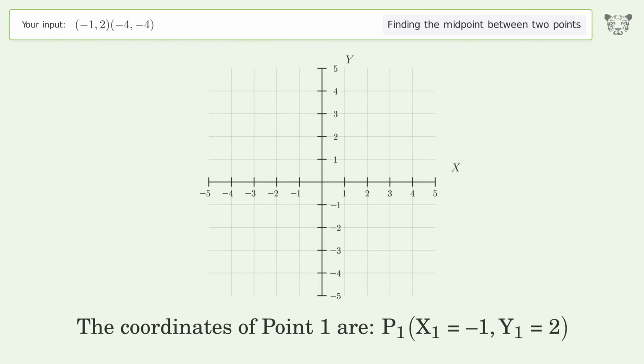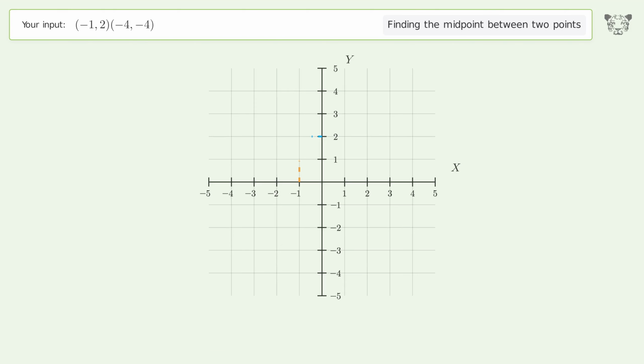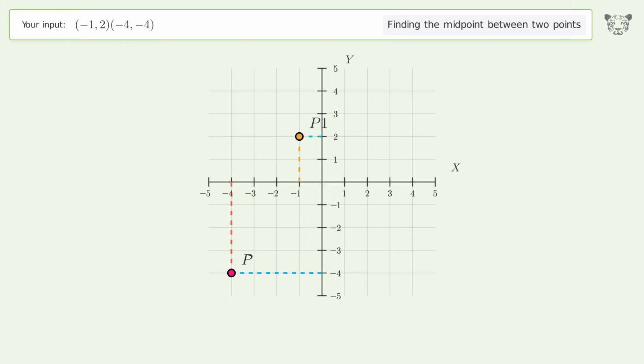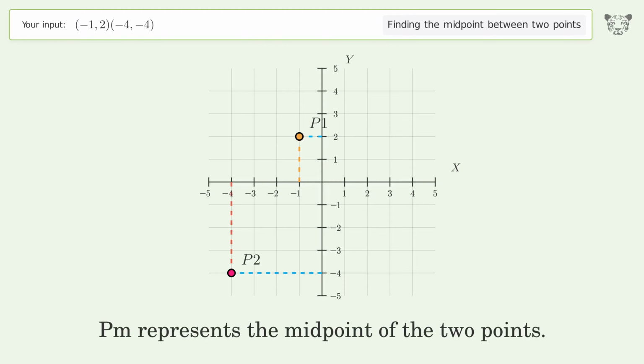The coordinates of point 1 are, x1 equals -1, y1 equals 2. The coordinates of point 2 are, x2 equals -4, y2 equals -4. PM represents the midpoint of the 2 points.